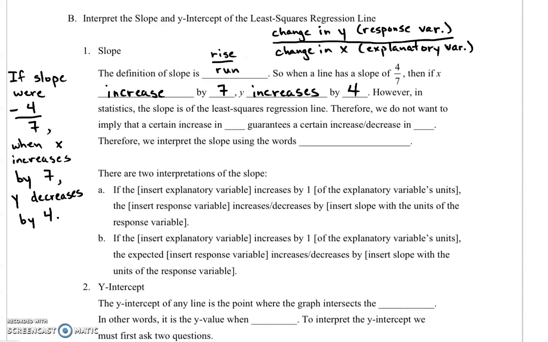It's a little bit different though in statistics because the slope is the slope of the least squares regression line. So we do not want to imply that a certain increase in x guarantees a certain increase or decrease in y. So instead we interpret the slope using the words on average.